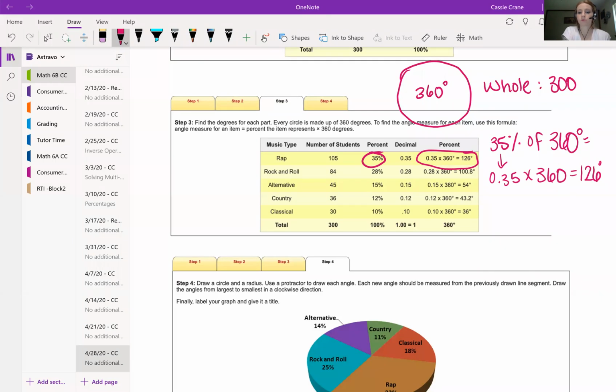And that's what they've done for all these. So they moved on to rock and roll, and they said 28% of the students like rock and roll. So 28% of our circle needs to be represented for rock and roll.